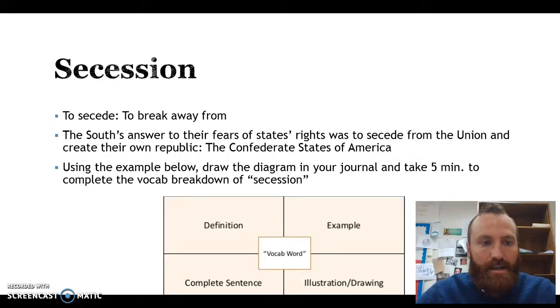All right, secession. To secede, which is to break away. Be sure to write that in your journal. The South's answer to their fear of states' rights was to secede from the Union and create their own republic. You had the Confederate States of America. Look at the example below. I want you to draw this diagram in your journal.